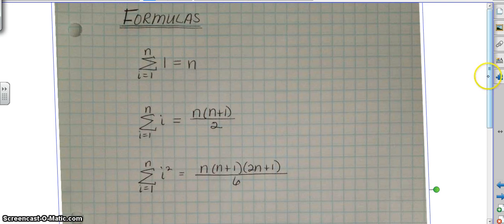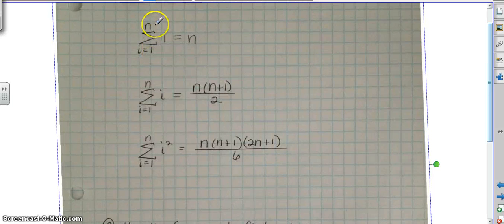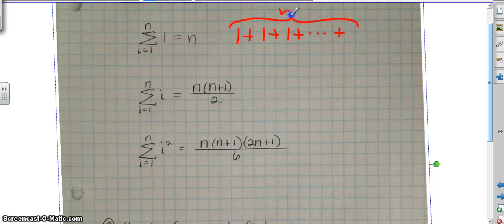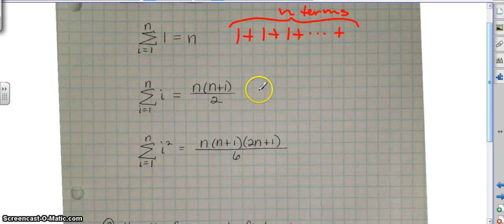The first one is the sum from 1 to n of 1, which is n. Going from the first term to the nth term, this basically means 1 plus 1 plus 1 plus 1, and I have n terms. The second one, the sum from 1 to n of i, means I put in 1, and then 2, and then 3, until finally I get to the nth term.